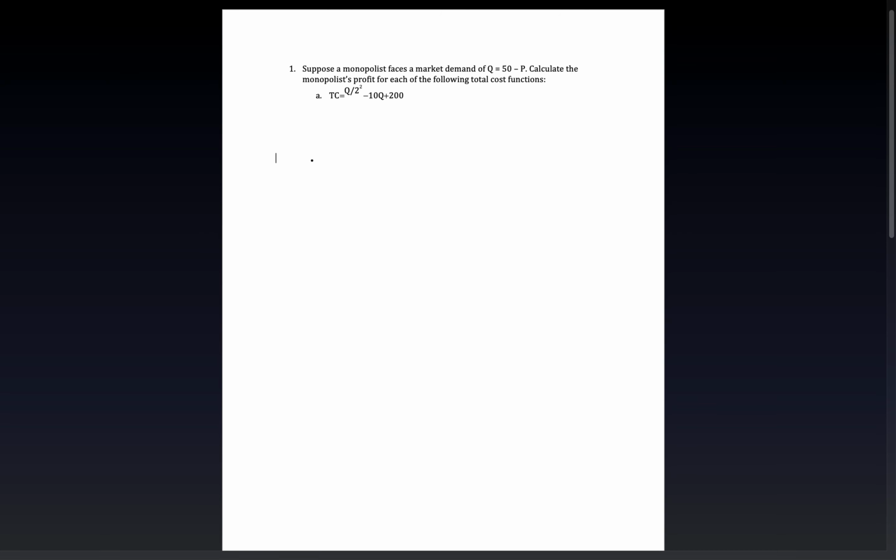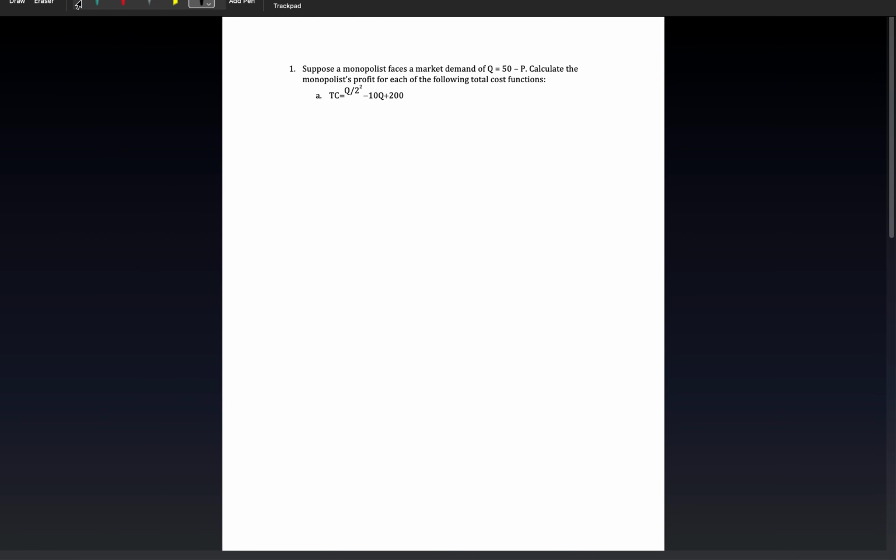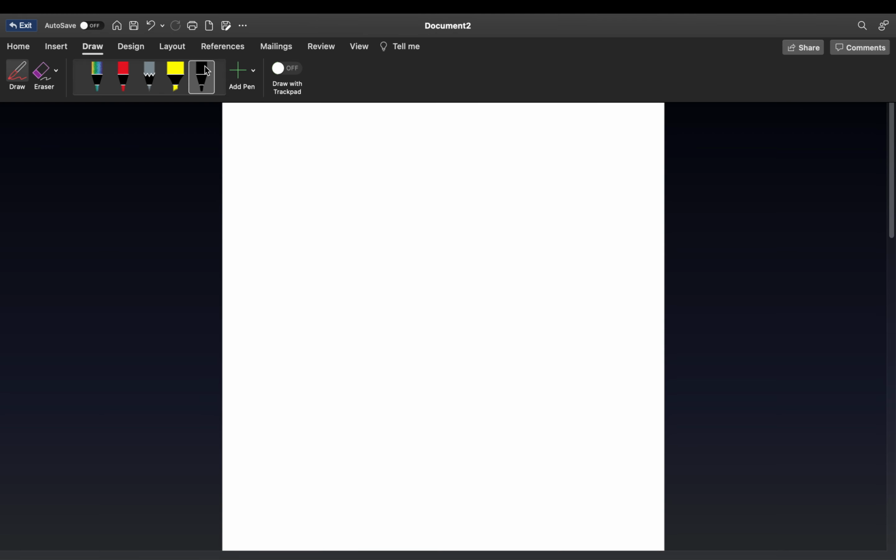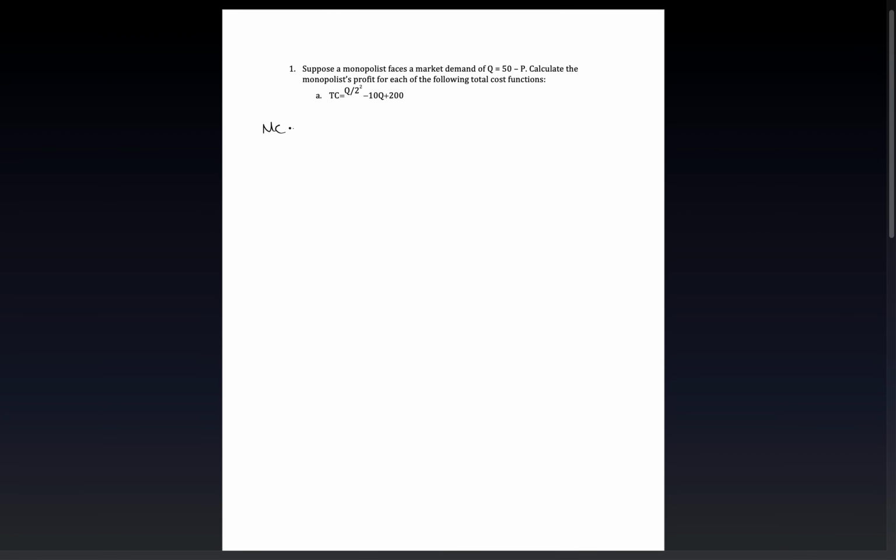So we know that monopolies maximize their profits where MC equals MR. So first we're going to calculate the profit function. So we know that Q equals 50 minus P. Rearrange that to get P equals 50 minus Q. And revenue in that example is just (50 minus Q) times Q.